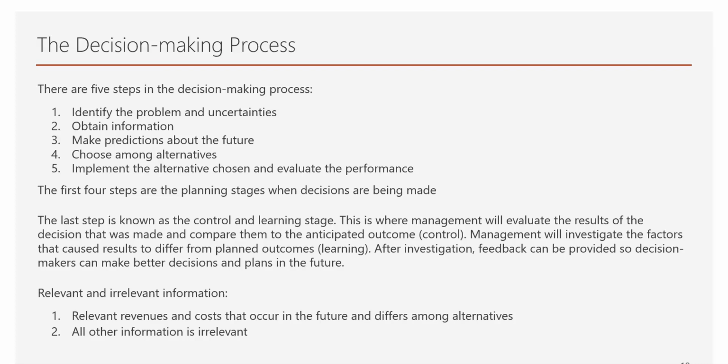What would be an irrelevant decision? An irrelevant decision is like a sunk cost, anything that's already happened before. The purchase of my old car, my junker, that beater, I can't change that. It's not in the future, and it does not differ among alternatives. So therefore, it's not relevant in the decision-making process. So relevant revenues, relevant costs, they occur in the future. So they have to be forward-looking, and they have to differ among alternatives.